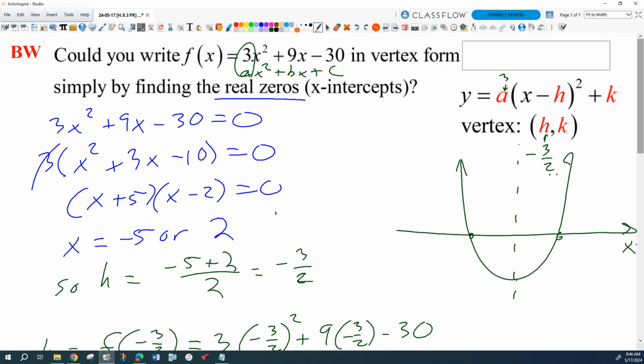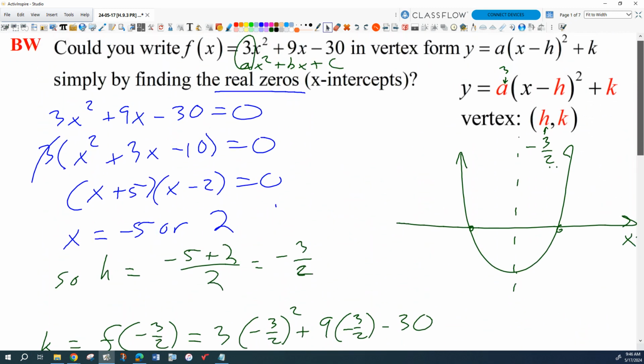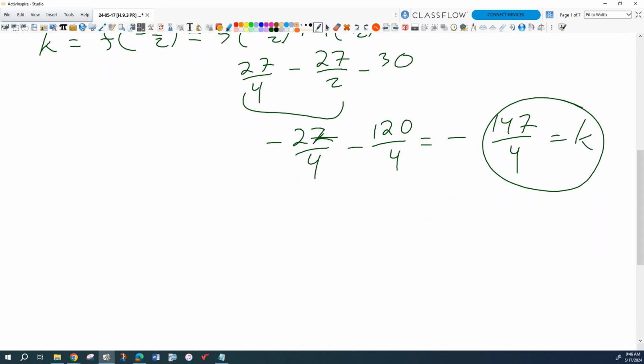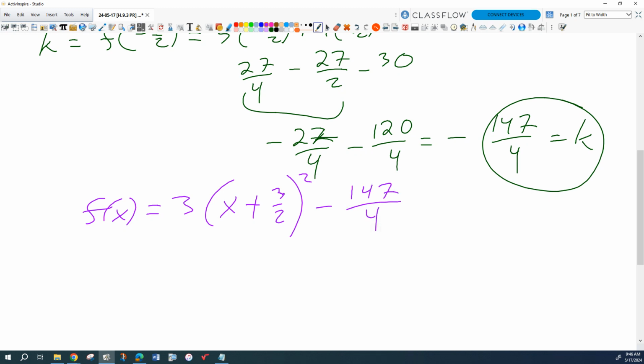So we got it, right? That's vertex form. Then we would just put all this information into vertex form. And we would get f of x equals 3, which was a, times the quantity x minus negative 3 halves squared. So x plus 3 halves squared, right? Minus 147/4. And we could check it on Desmos. Let's just see if we got it right.